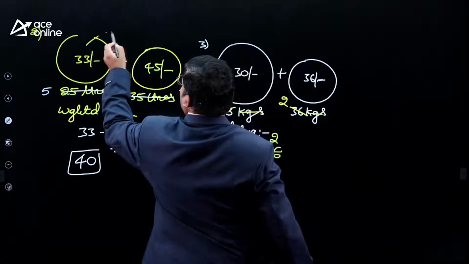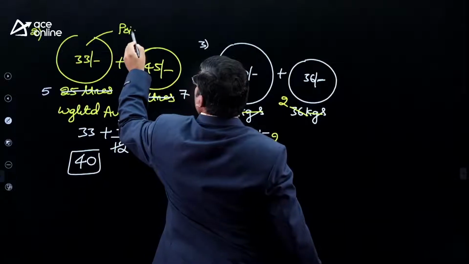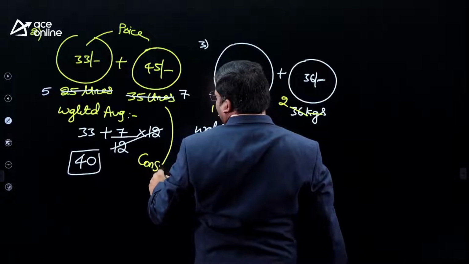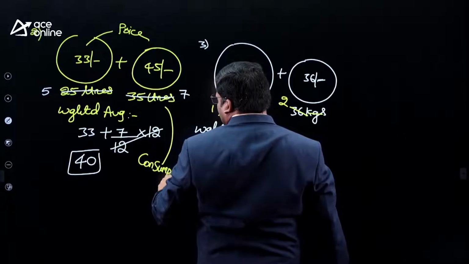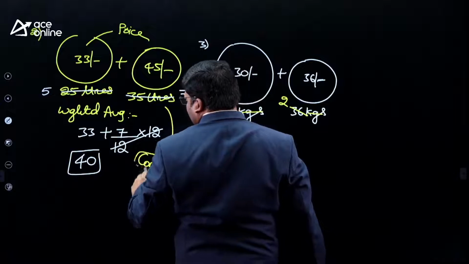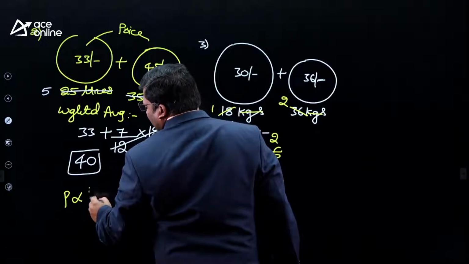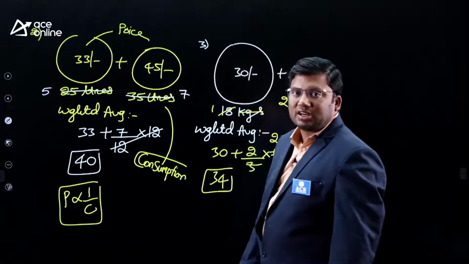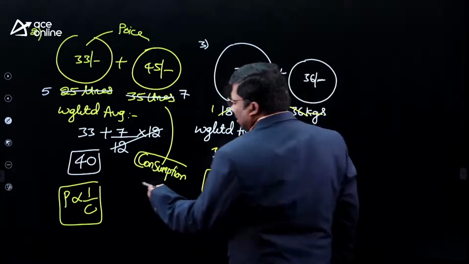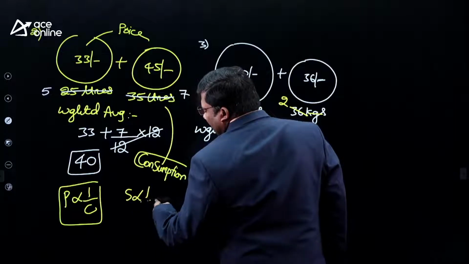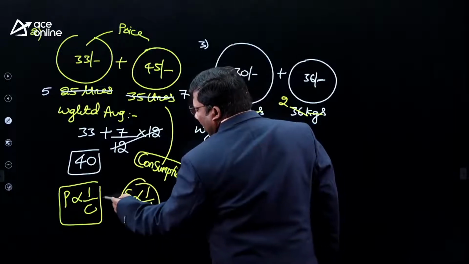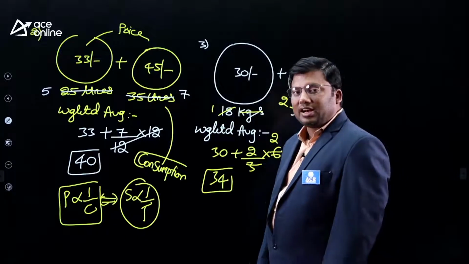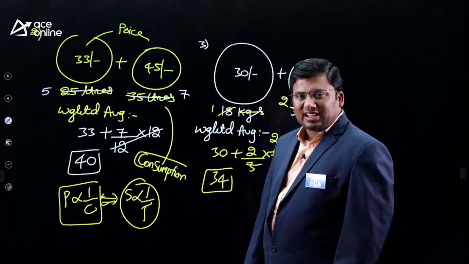What is this one? This is price. What is this one? This is the quantity purchased, which we call consumption. Price and consumption are inversely proportional to each other. That means if speed and time are inversely proportional, I can use this similar concept. I hope the idea is clear, right?